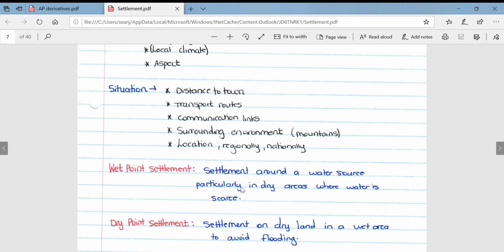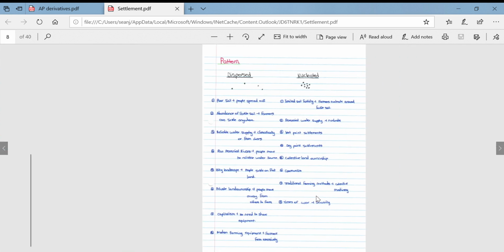Then we look at a wet point and a dry point settlement. I have gone through them. Just to recap, a wet point settlement is a settlement around a water source, particularly in a dry area where water is scarce. When we're looking at a dry point settlement, it is a settlement on dry land in a wet area to avoid flooding.